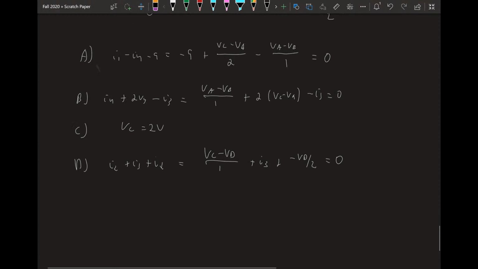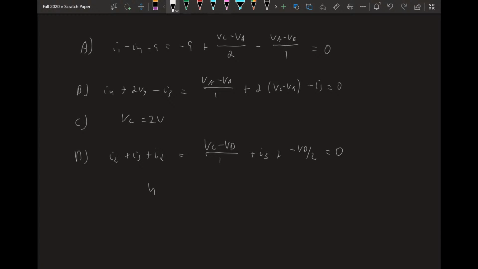So let's see, is this system solvable? We have 4 equations, right? The equations are A, B, C, and D. How many unknowns do we have? Well, we have VA, VB, VC. VC is not an unknown. Actually, it's VA, VB, and VD, right? But we also have I3 as an unknown. So we could really use one more equation to solve this.